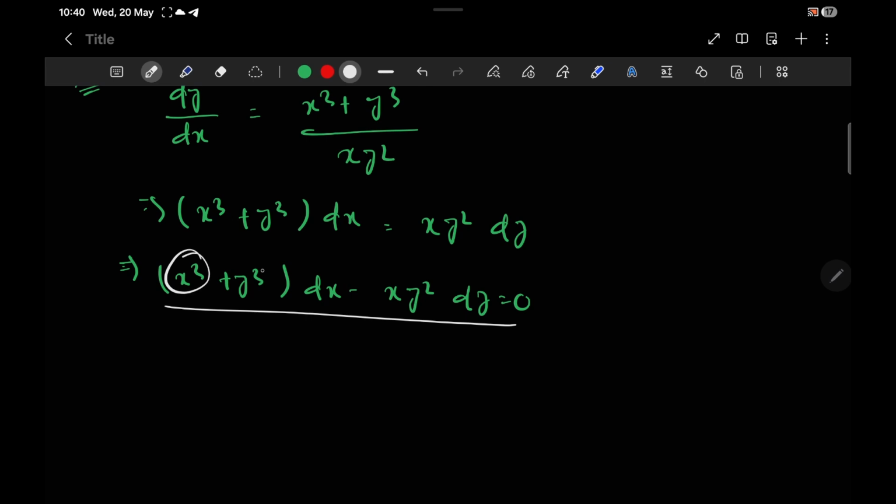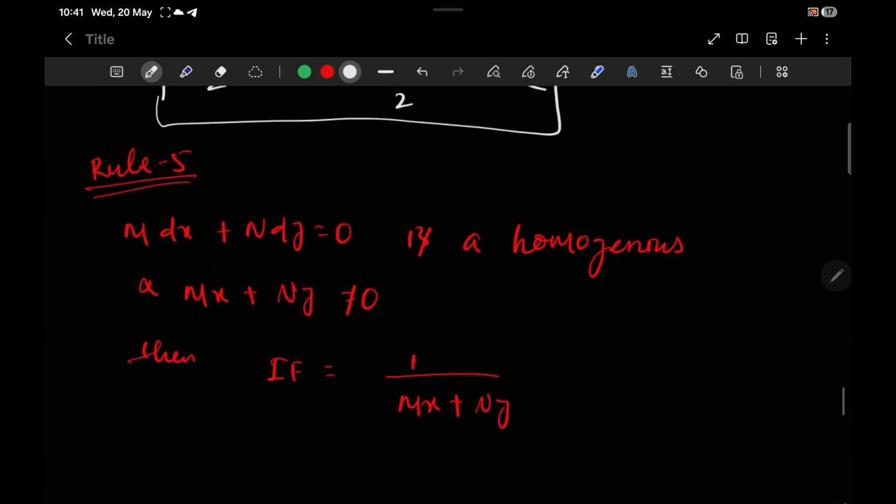So this equation is homogeneous as each term has a power of 3. This has a power of 3, this has a power of 3, and this has a power of 3, as x has power of 1 and y has 2. So the whole power is 3. So this is a homogeneous equation. So our first condition is satisfied, the equation should be homogeneous.